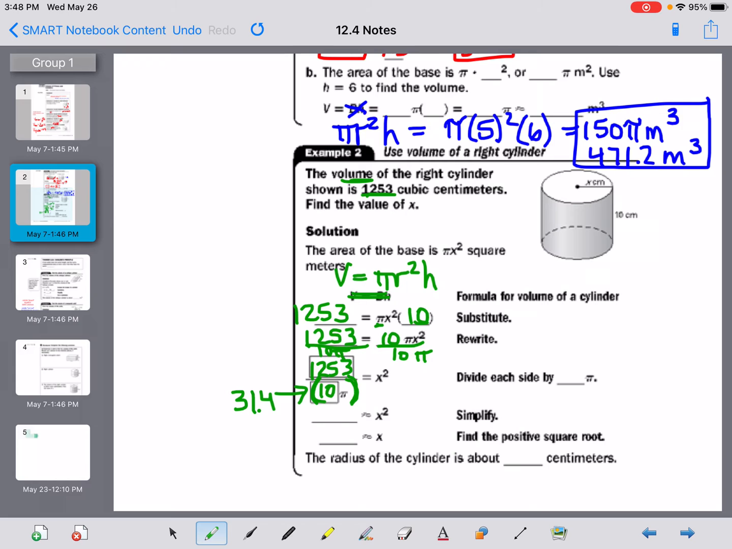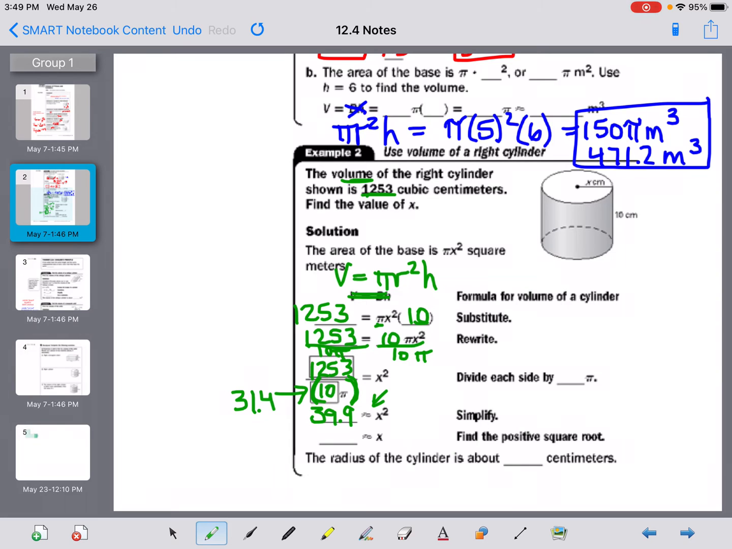So either take 1253 divided by 31.4 or 1253 divided by parentheses 10 pi, because you need to tell your calculator that whole chunk is doing the dividing, okay? So what is 1253 divided by my 10 pi? It's about 39.9-ish, and I rounded, okay? So you'll notice I already went to my about sign because it's not quite exact anymore. And that equals my x squared.